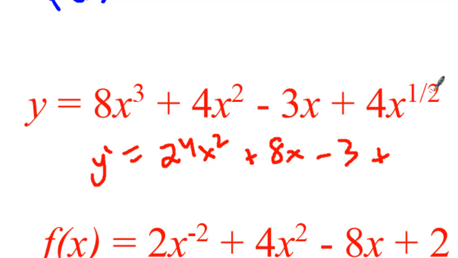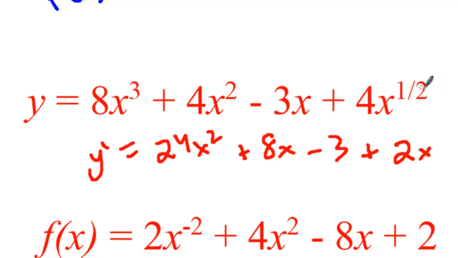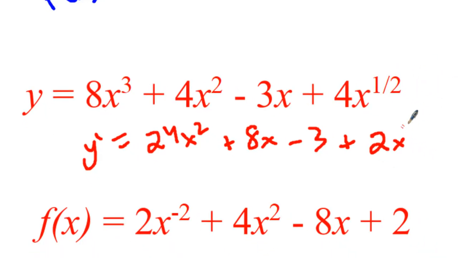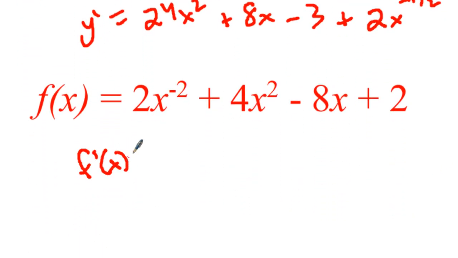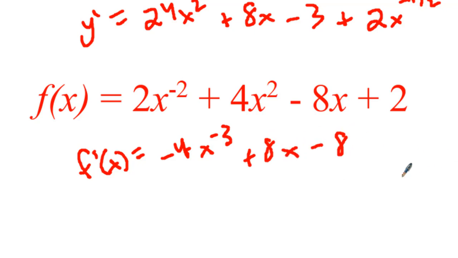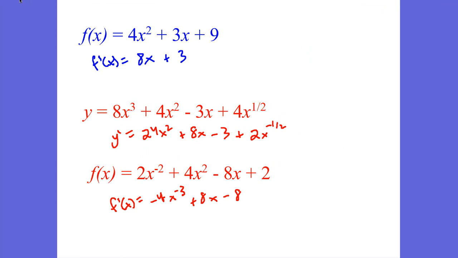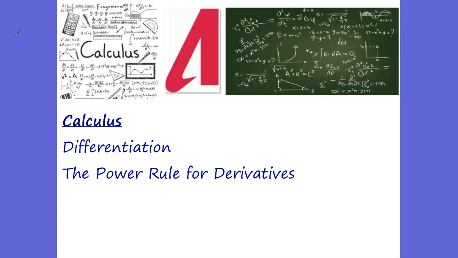It's x to the 1/2 power. So again, we're going to use the power rule. 1/2 times 4 is 2. This 1/2 goes down 1. What's 1/2 subtracted from 1? That's negative 1/2. And my last function right here for an example, when we have negative, we just treat it the exact same way. Negative 2 times 2 is negative 4. X, negative 2 goes down 1 to become negative 3. Plus 8x minus 8. And so this is what's called a derivative, or finding the instantaneous rate of change of any function. The power rule for derivatives.